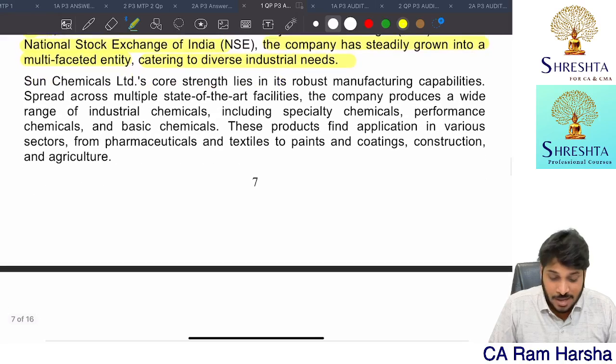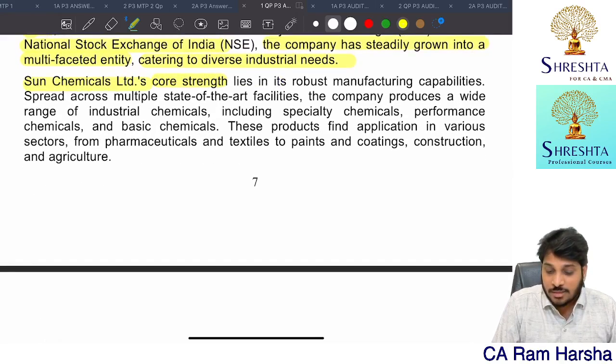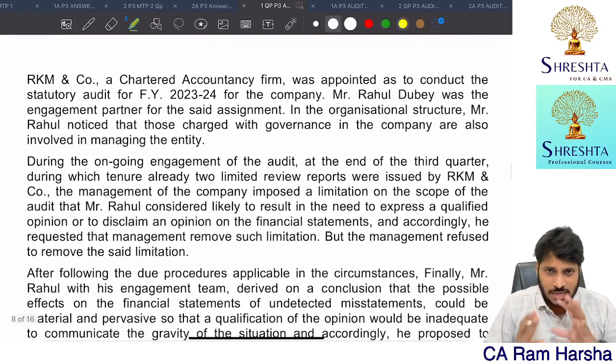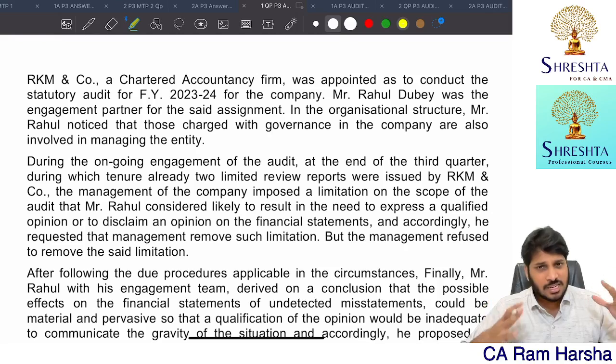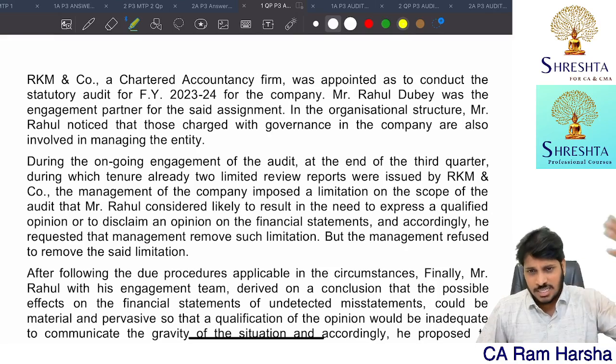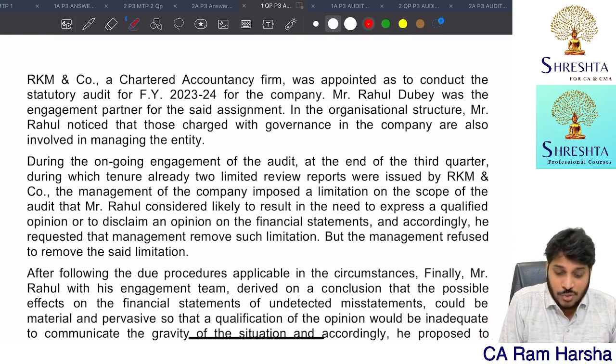That's all we know. Sun Chemicals' core strength lies in its robust manufacturing capabilities spread across multiple state-of-the-art facilities. The company produces a wide range of industrial chemicals, including specialty chemicals, performance chemicals, basic chemicals. These products find application in various sectors, from pharmaceutical and textile to paints, coating, construction, agriculture. About the company they're giving. So the company is diverse, they have diverse customers, manufacturing chemicals. It's a listed entity. From here, the story starts.